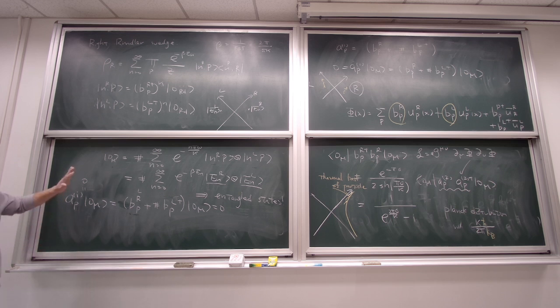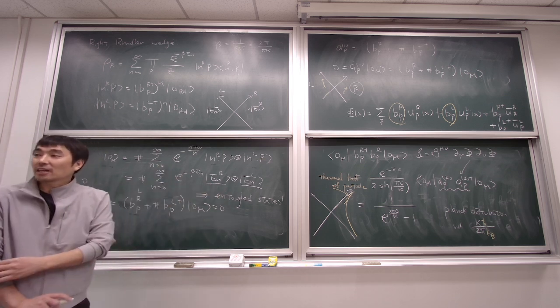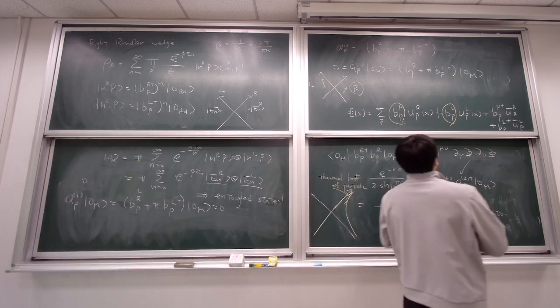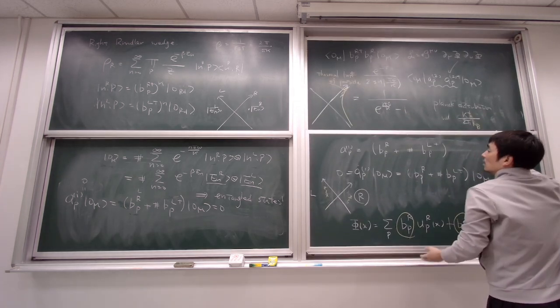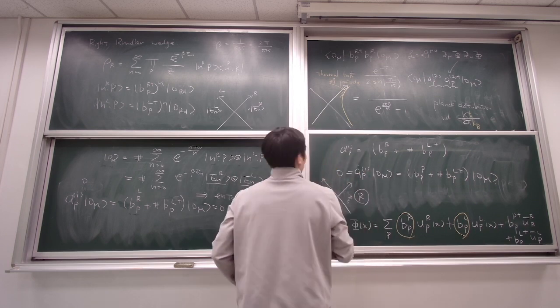So in Minkowski's case, even though it's a vacuum, if you change the basis of the observer, you get the highly entangled state. The vacuum is highly entangled. That's the conclusion of the Unruh effect. Any question at this moment? Okay. To show this one, you have to use this.